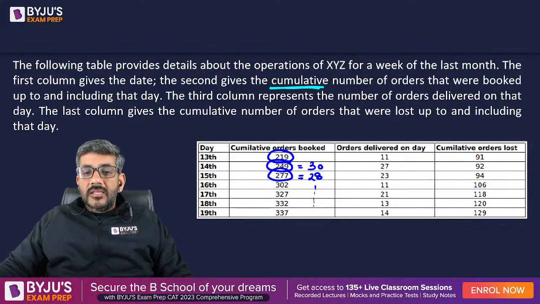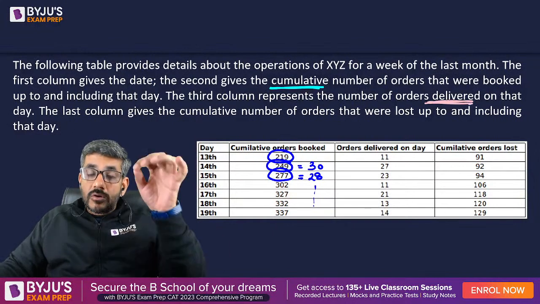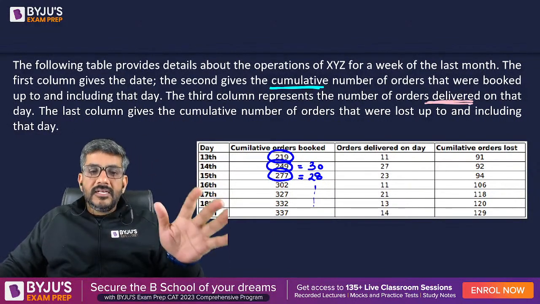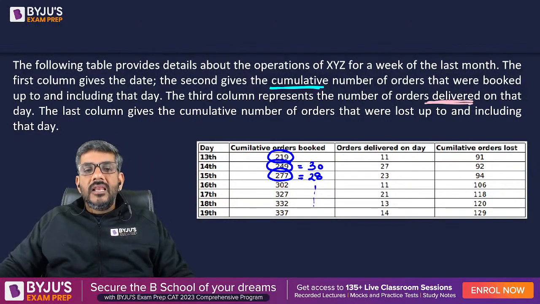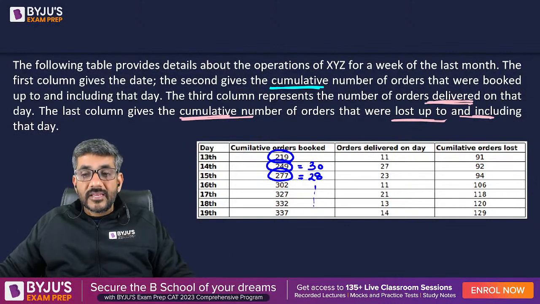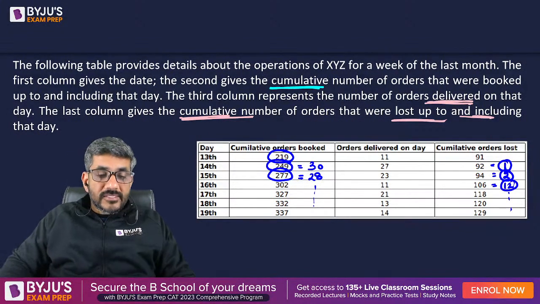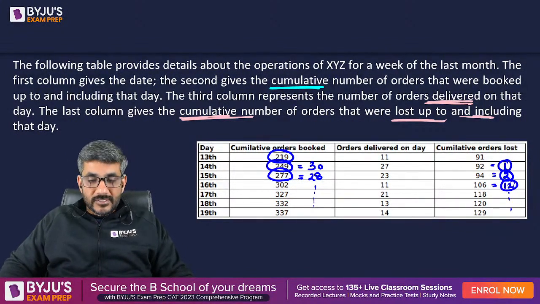Also, the third column represents the number of orders delivered on that day. That is given by the third column. The last column gives again the cumulative number of orders that were lost up to and including that day. Once again, I can say here 92 minus 91, that one order is lost on this day. 94 minus 92, 2 orders are lost on this day. 106 minus 94, 12 orders are lost on this day. And that way this data is also given to us.